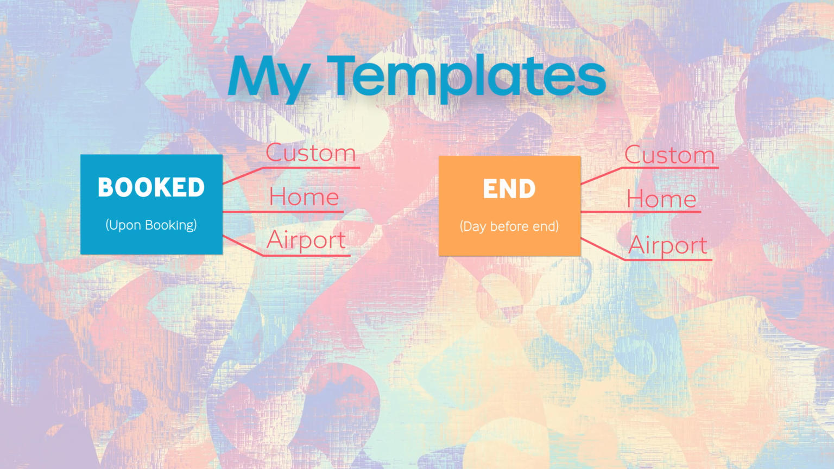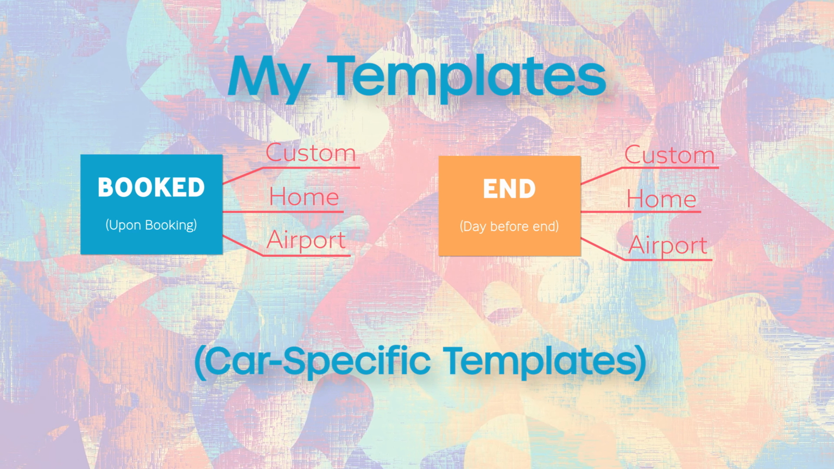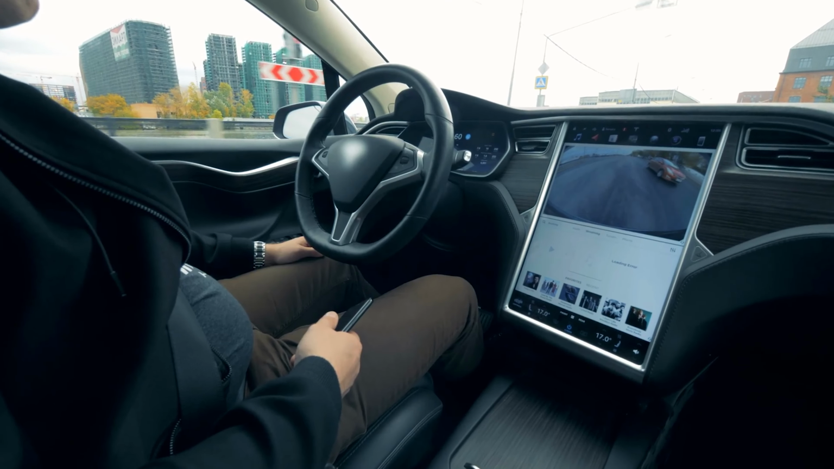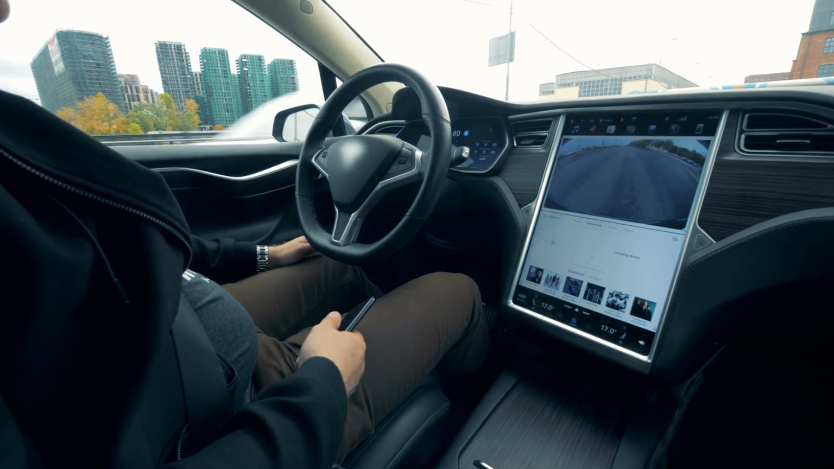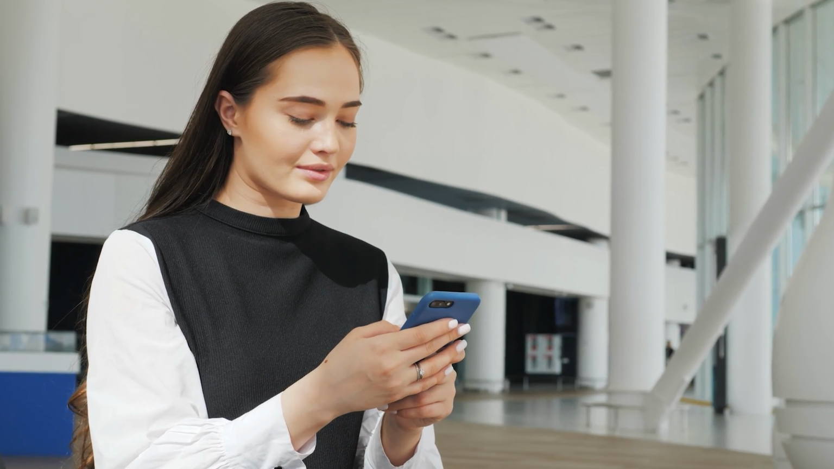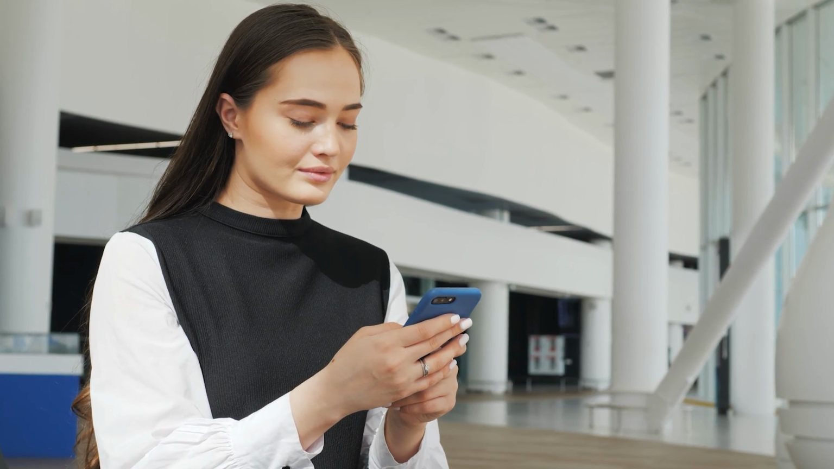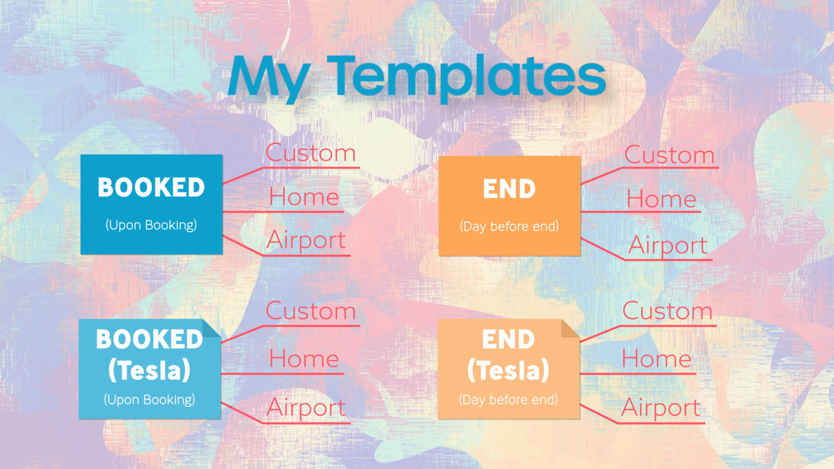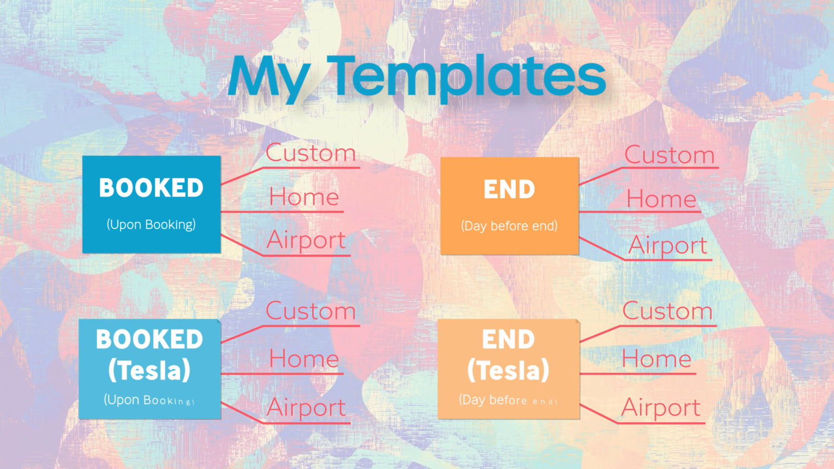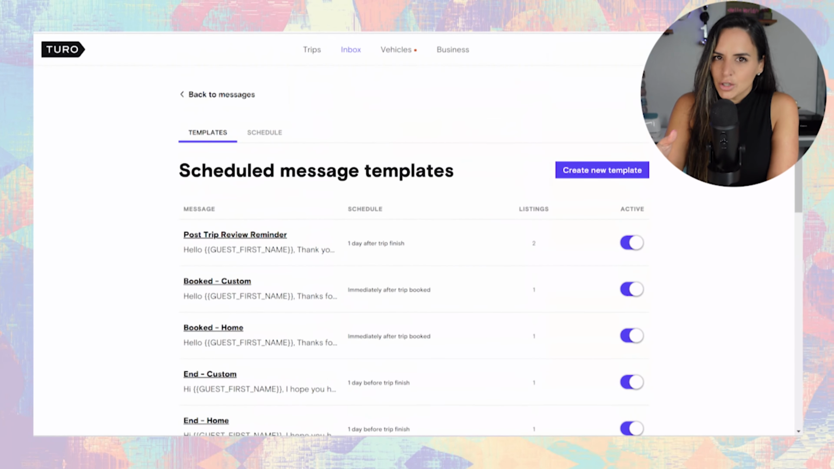Then you should further break it down if you want to include car-specific information. So let's say, for example, that you have a Tesla, and you'd like to add some general information for a guest who's not familiar with Teslas, maybe even a link to a YouTube video. In that case, you're going to create a separate Tesla booked and end template that will go out whenever one of your Teslas is booked. So let's start looking through all of mine.